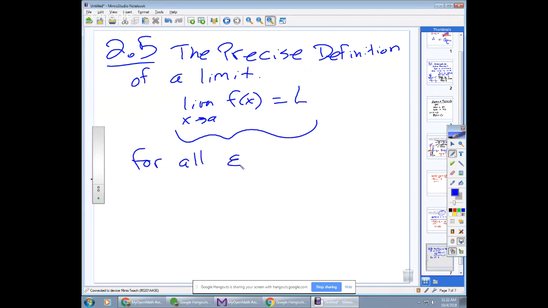So here's the way it goes. For all numbers called epsilon, that's a little Greek epsilon, by the way, epsilon is destined to be a small number, but greater than 0.